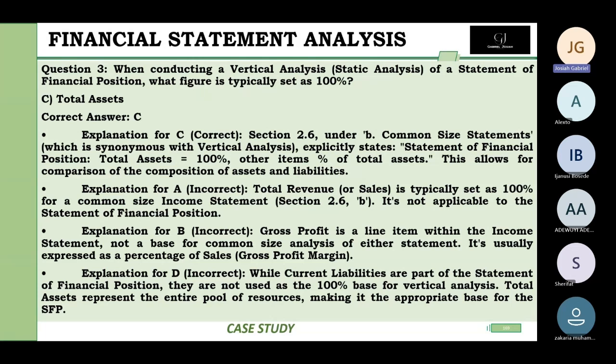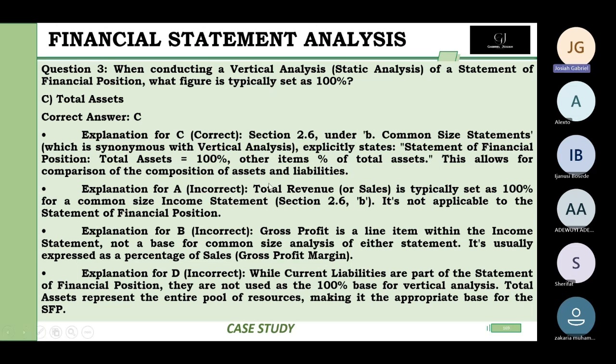Then for B, I think SH picked B. Gross profit is a line item within the income statement and it's not a base. So the base for the income statement is revenue and the base for the SFP is total assets. Take note of that in performing vertical analysis or common size analysis. Okay, good try, guys.